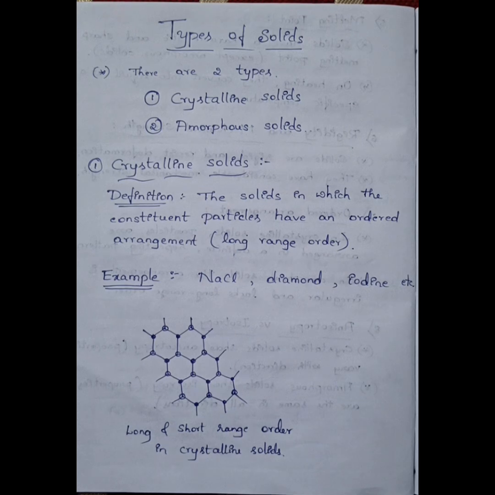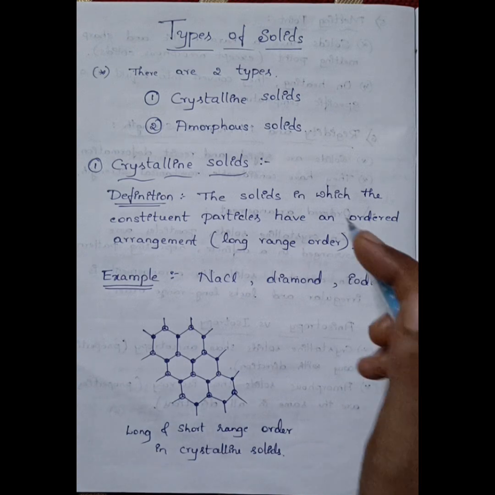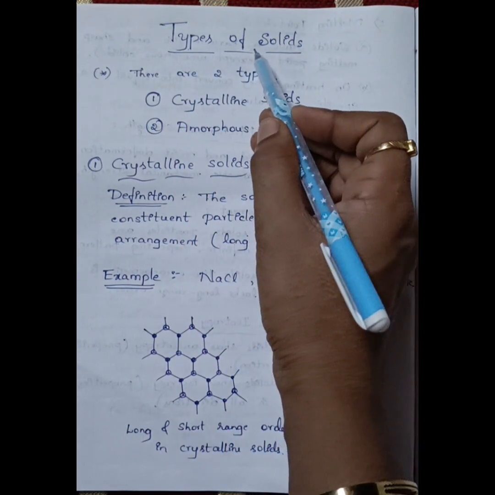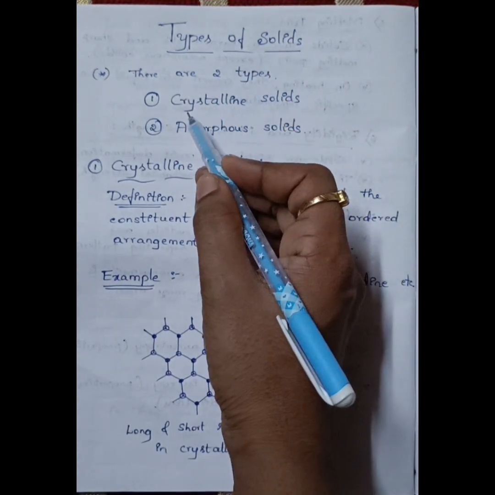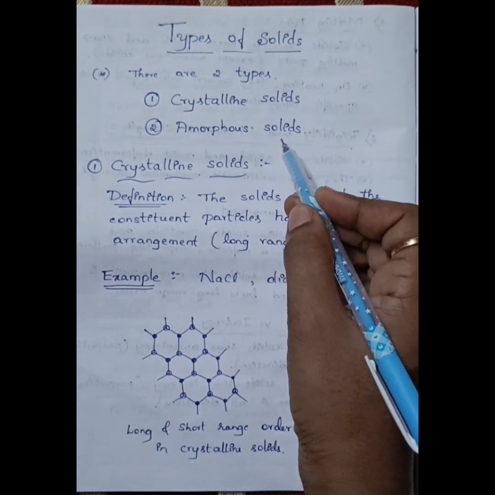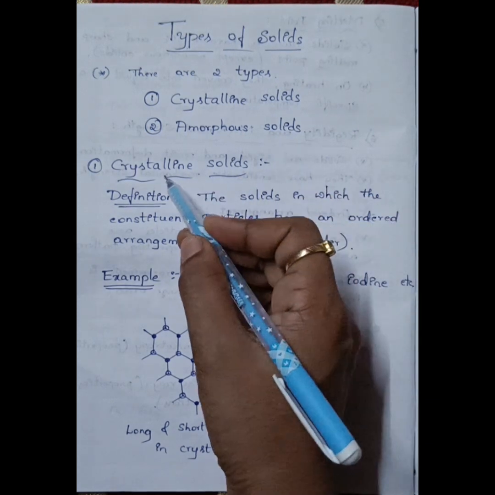So in the last video, we discussed some basic concepts of solids, solid state, and also saw some basic properties of solids. So here let us discuss the types of solids. These solids are classified into two types: crystalline solids and amorphous solids. Let us discuss them one by one.